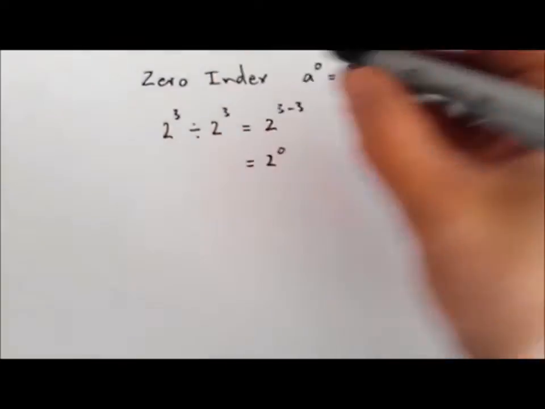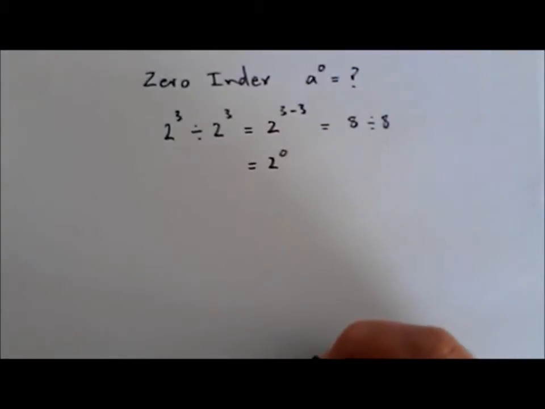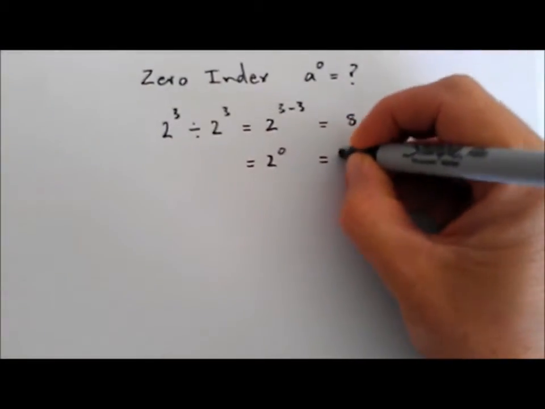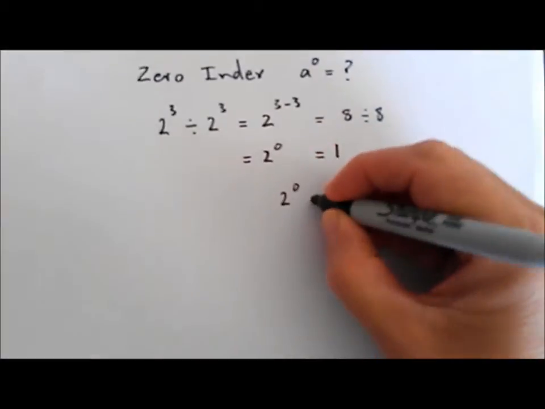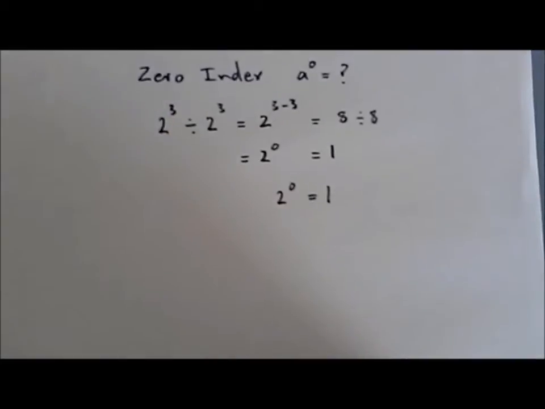Now from that though, I know 2 cubed is 8, so this is actually 8 divided by 8. And 8 divided by 8 you know is 1. So I can see that 2 to the 0 is equal to 1, which gives me a clue that maybe when I raise a number to the power of 0 I get 1.